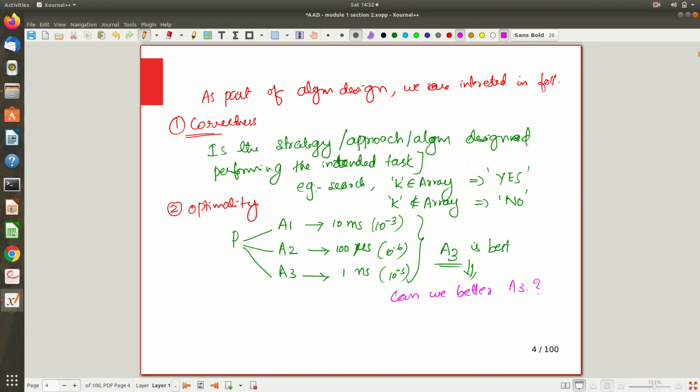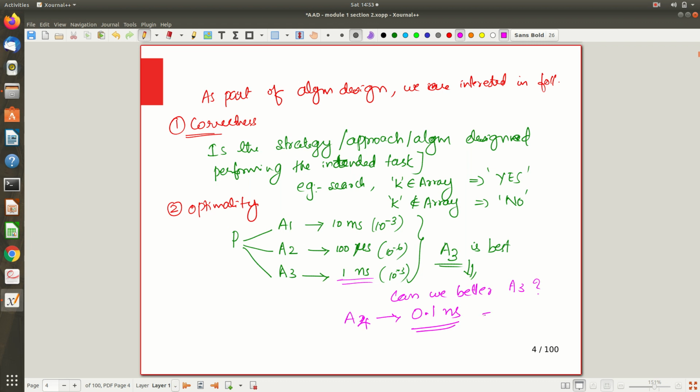In the sense, can I come up with an algorithm which is taking less time than what is taken by this A3? A3 is taking just 1 nanosecond of time. So can I come up with an algorithm which is taking less time than that? For example, after some years, a person comes up with a fourth way of solving the same problem. I am not talking about a specific problem, it can be anything. I am just telling it in a general way. It's a computational problem, okay. And the algorithm is taking just 0.1 nanosecond of time.